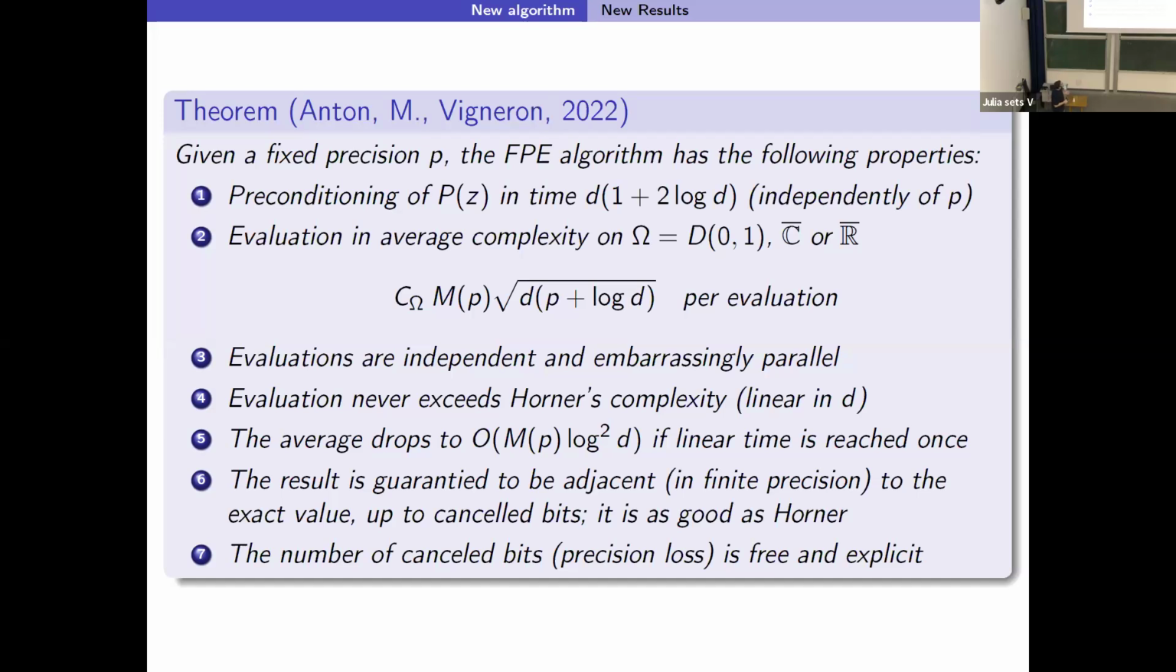What happens if there is one modulus of z which is particularly bad, meaning that you have to do a full Horner? Then actually your average time decreases quite a lot. Instead of being square root of d, it is just log square of d. Well, log square of d is constant on the computer.